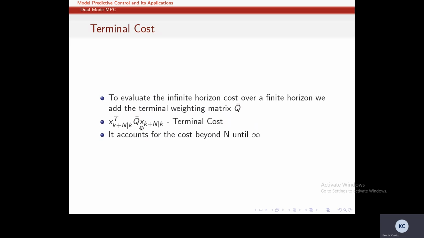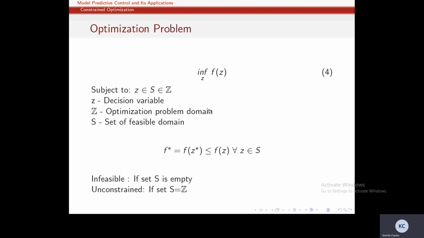So the function of this terminal cost is that, in dual mode MPC, we will consider it to account for the cost beyond N until infinity. Now, before we slowly begin with the quadratic programming problem, we will see what an optimization problem is. We will brush up the basics of optimization problems.